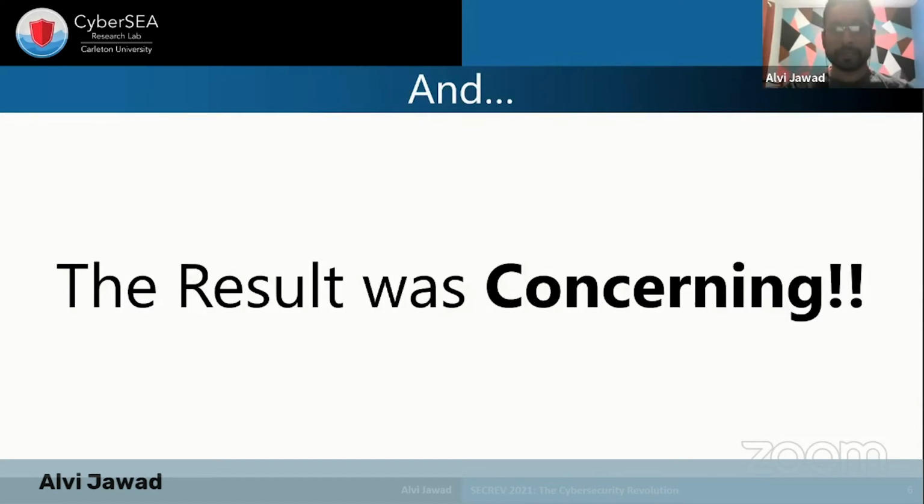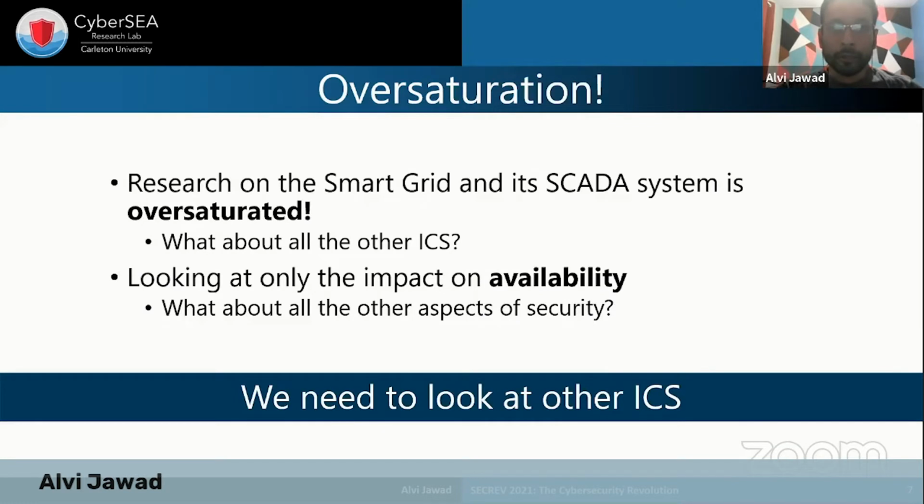And as we went through our research through these domains, the result was very concerning, and for a lot of different reasons. First, we saw that there was a lot of oversaturation. Research of the smart grid and its SCADA system is oversaturated. A lot of the studies on impact analysis were looking at the smart grid and its availability. Now, this raises the question about what are some of the other industrial control systems?